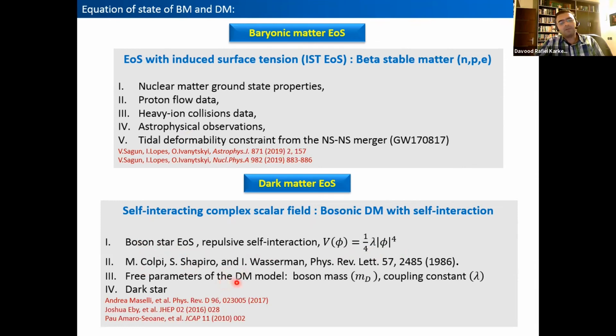The free parameters of the dark matter model here are the boson mass and the coupling constant, which in our research, we mainly focus on sub-GeV dark matter and the strong coupling regime, which is on the order of 1. And this equation of state is also used for a dark star in these references.